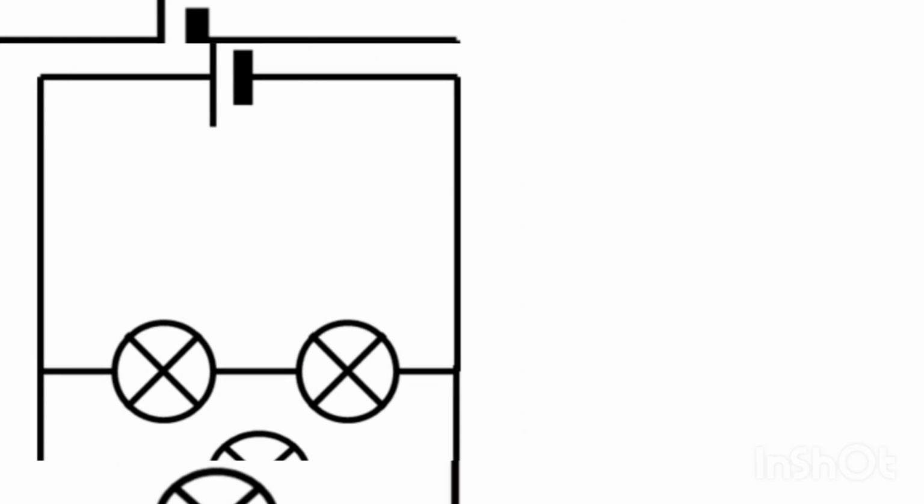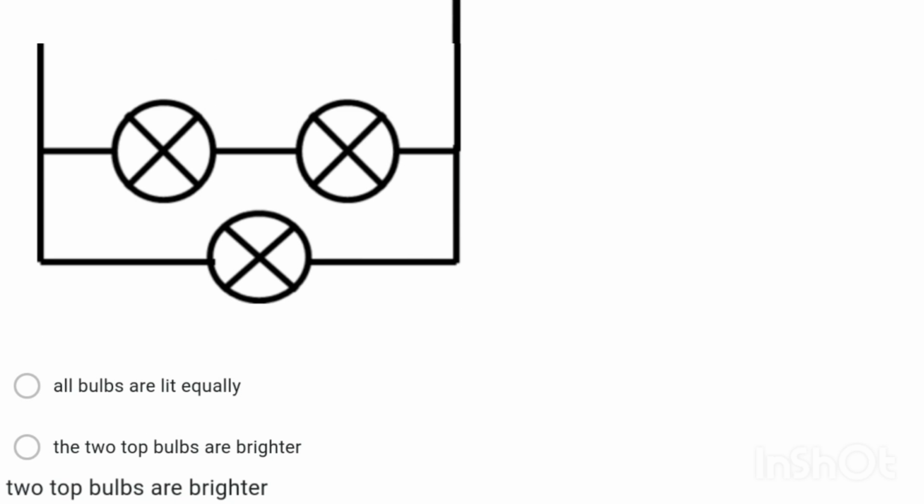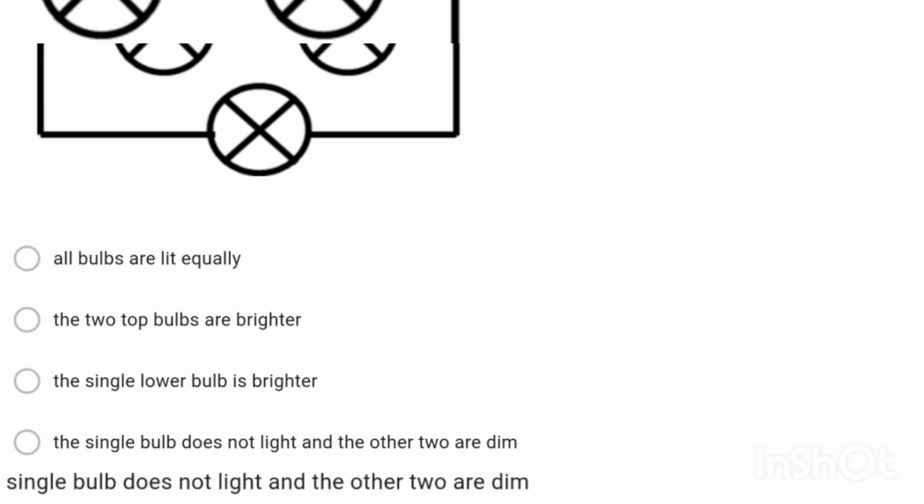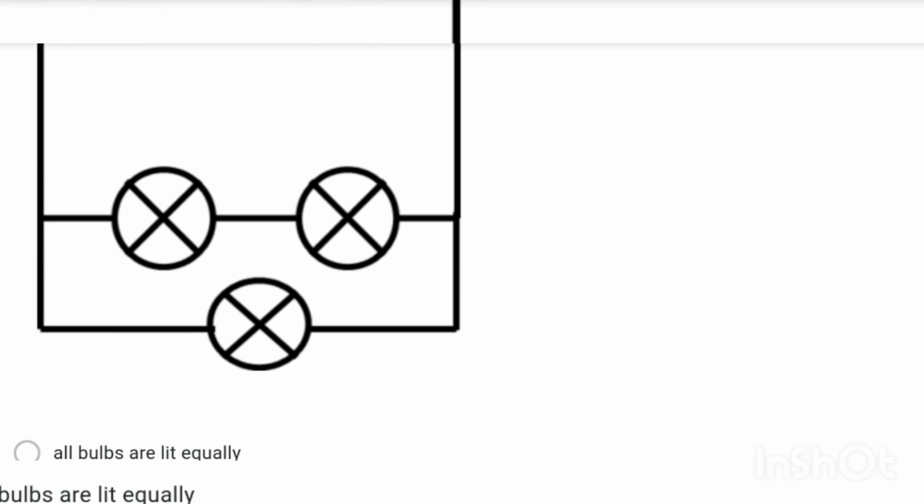In this question, in the circuit below, all the bulbs are lit equally. The 2 top bulbs are brighter, the single lower bulb is brighter, and the single bulb does not light and the other 2 are dim. So if you look at the circuit diagram carefully, this is a combination of series and parallel circuit. The top 2 bulbs are in series with each other, whereas they are parallel to the bottom bulb. So what will happen? Current will get divided in these 2 paths, whereas voltage will be same in both the branches because they are parallel.